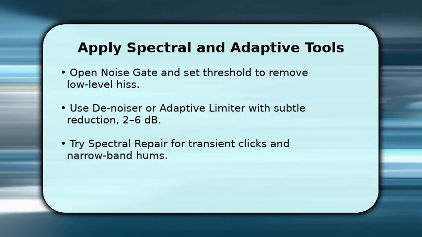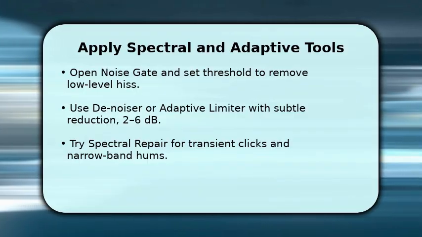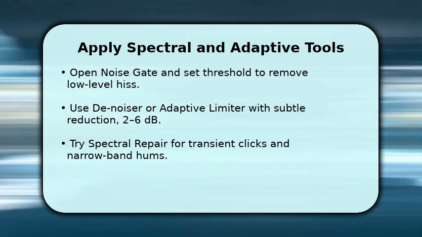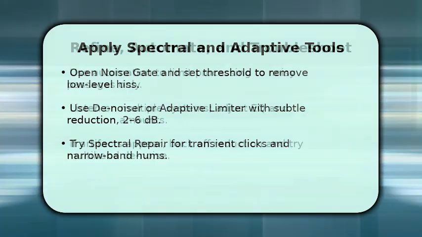Aggressive settings smear tone. If you have broadband or tonal hums, use spectral repair or the channel EQ to notch narrow frequencies. Once done, toggle bypass to compare and make sure of clarity. Finish by refining and automating so the processing is transparent.